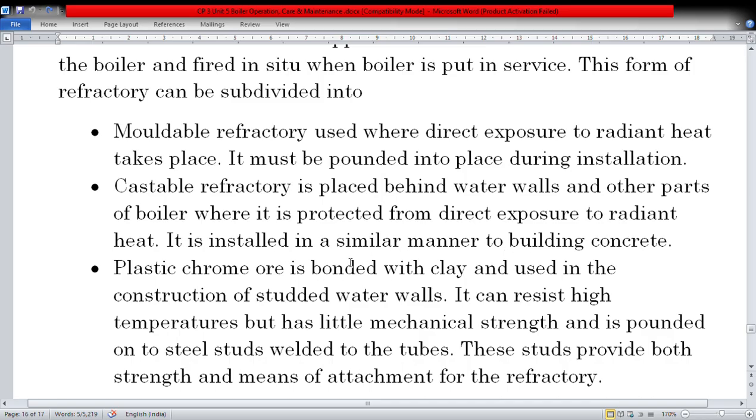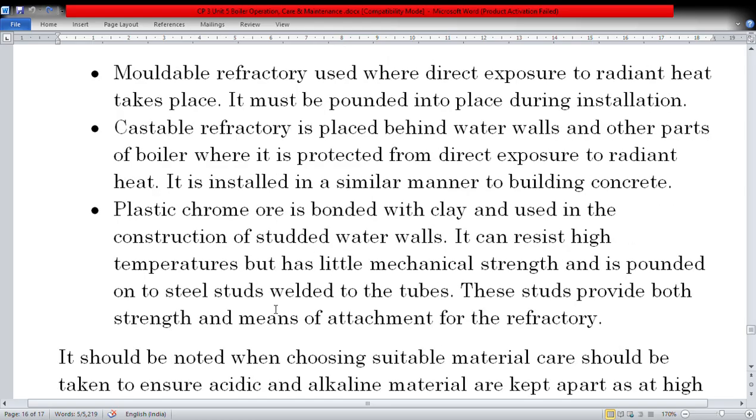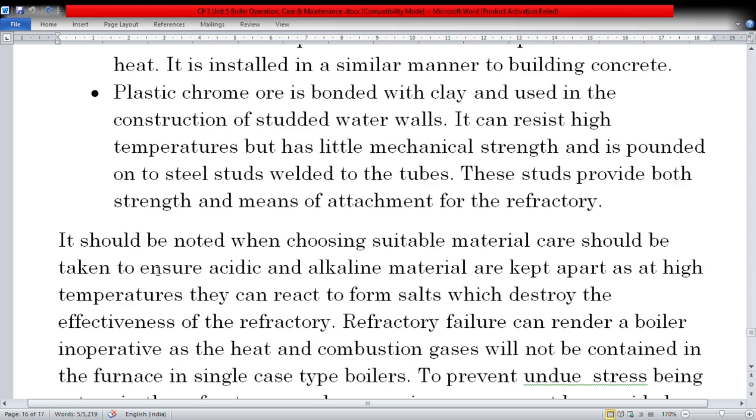Plastic chrome ore is bonded with clay and used in the construction of studded water walls. It can resist high temperature but has little mechanical strength and is pounded onto steel studs welded to the tubes. These studs provide both strength and a means of attachment for the refractory. Now, it should be noted that when choosing suitable material, care should be taken to ensure acidic and alkaline materials are kept apart, as at high temperature they can react to form salts which destroy the effectiveness of the refractory.